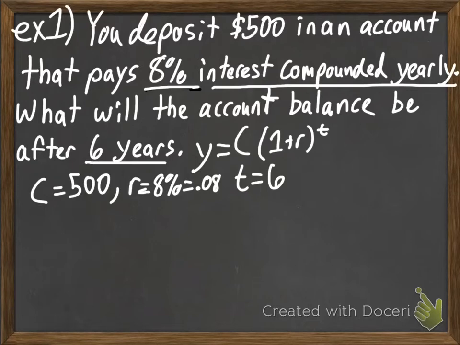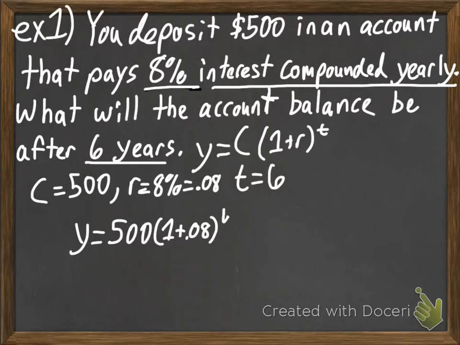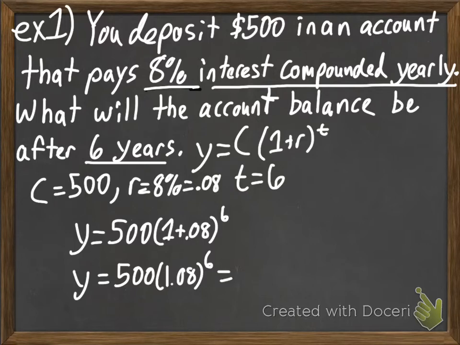So now we can plug this in. So y equals 500 times (1 plus 0.08) to the 6th. And we can simplify this further by adding the 1 plus 0.08. And from here, we just need to plug it in a calculator and see what results we get. And after we plug that in a calculator, we get $793.44.